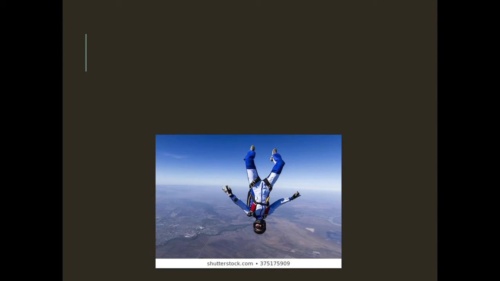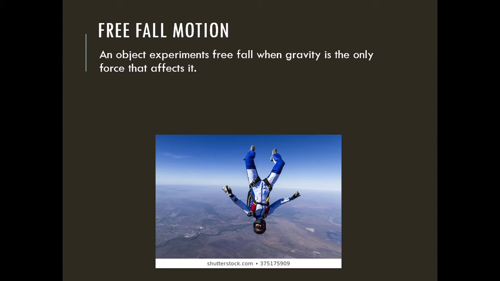Alright, so this is an example of the application of the topic that we're going to be learning about today. The topic we are going to learn about today is free fall motion. An object experiences free fall when gravity is the only force that affects it. This is something a little bit hard to get in some materials because there are different mediums and elements around the environment that are going to affect their fall.